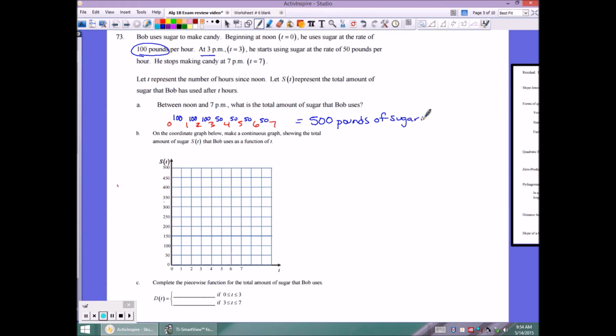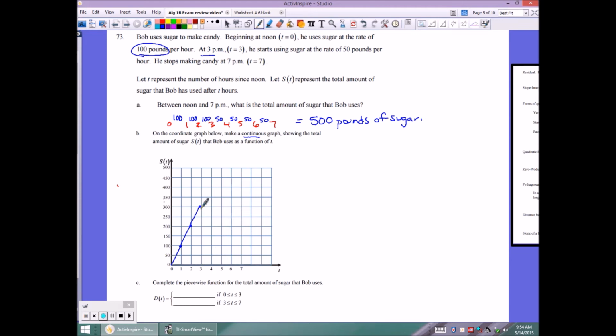Wow. All right. On the coordinate grid, make a continuous graph. That just means connected, showing the total amount of sugar that Bob uses as a function of t. Similar to what we did last time, after 1 hour he's used 100, after 2 hours he's used 200, after 3 hours he's used 300. We can connect those dots in a line, and then he changes to a rate of 50.